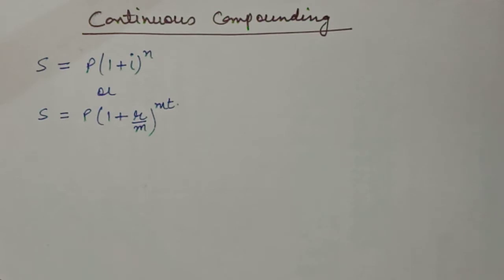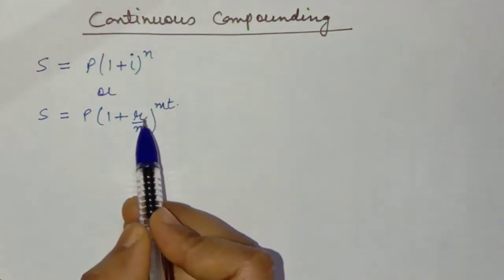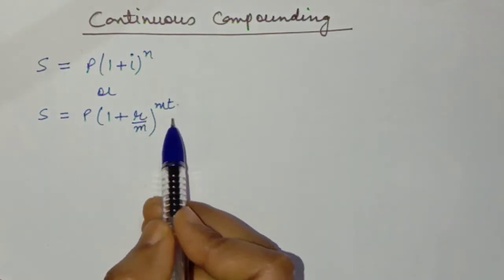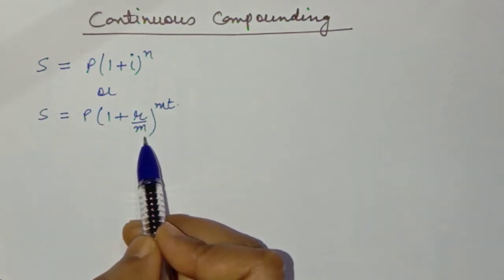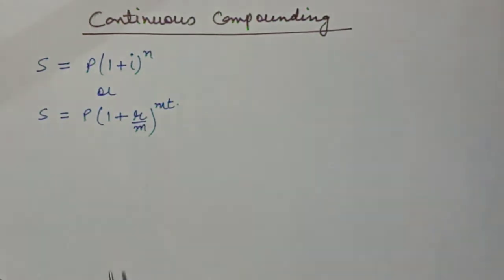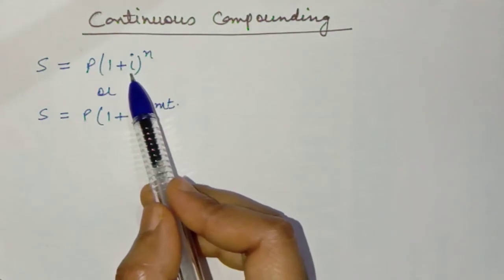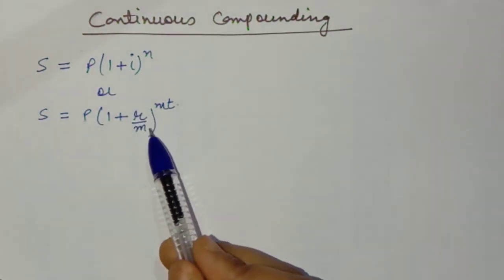For example, if we are interested in finding the future value of rupees 100 after 2 years, when the rate of interest is 6% compounded semi-annually, then the value of r is 6%. The value of t is 2 years, which is the time in years, while m is the frequency of compounding or the number of compoundings in a year. As in this example there is semi-annual compounding, the number of compoundings in a year will be equal to 2. And the value of i is calculated as r upon how many compoundings there will be.